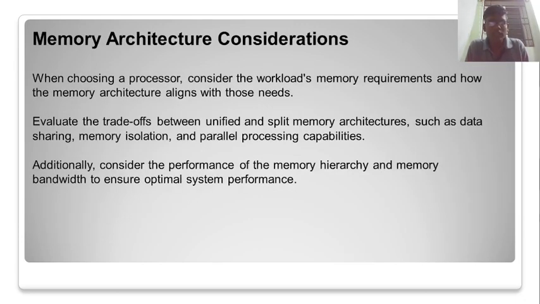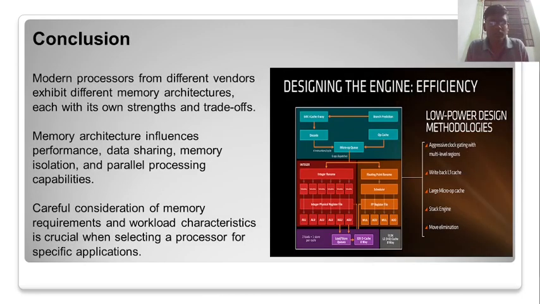Memory architecture considerations. When choosing a processor, consider the workload's memory requirements and how the memory architecture aligns with those needs. Evaluate the trade-offs between unified and split memory architectures, such as data sharing, memory isolation, and parallel processing capabilities. Additionally, consider the performance of the memory hierarchy and memory bandwidth to ensure optimal system performance.